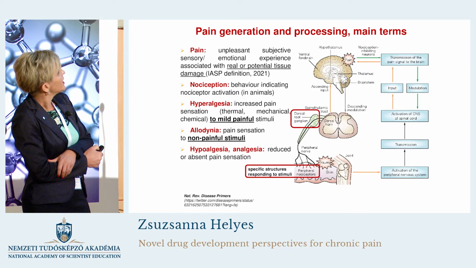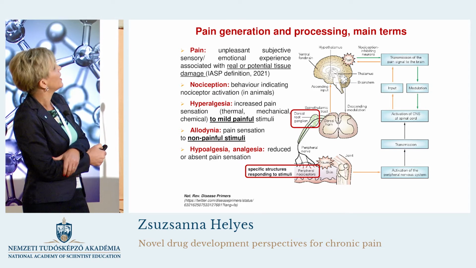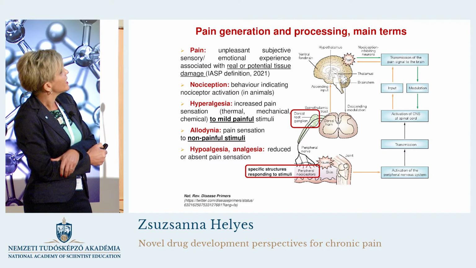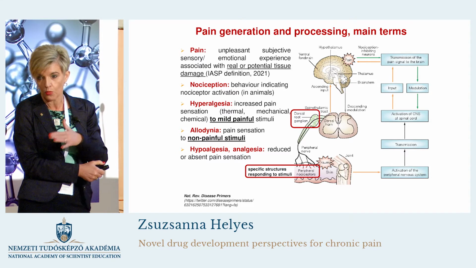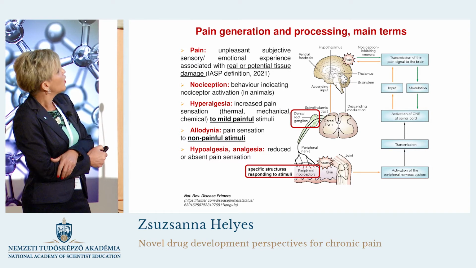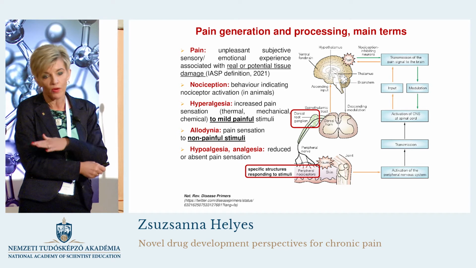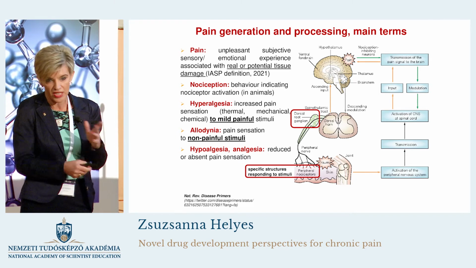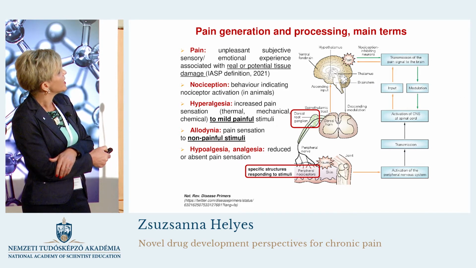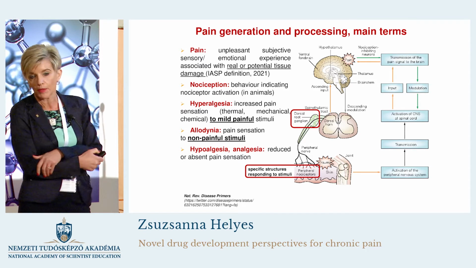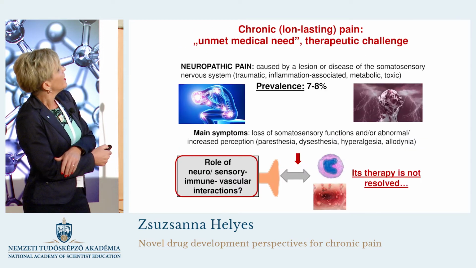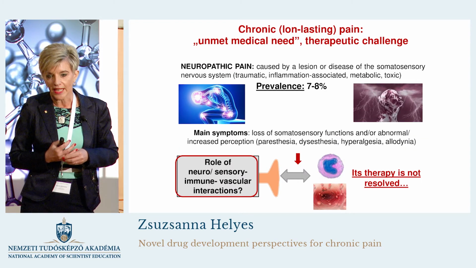And we have some terms that I would like to define at the beginning to understand later what I will talk about. Hyperalgesia is an increased pain sensation to mild painful stimuli. So when this increases, but basically the stimulus is painful, mildly painful. Allodynia is when we have pain sensation to absolutely non-painful stimuli, like just mild warm water. And then hypoalgesia or analgesia, that's reduced or absent pain sensation, and analgesic, that means painkiller. Okay? So why is it important to study pain?